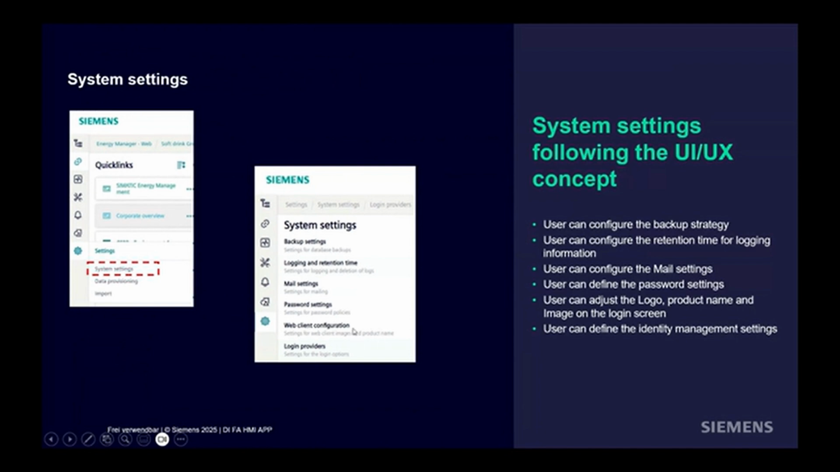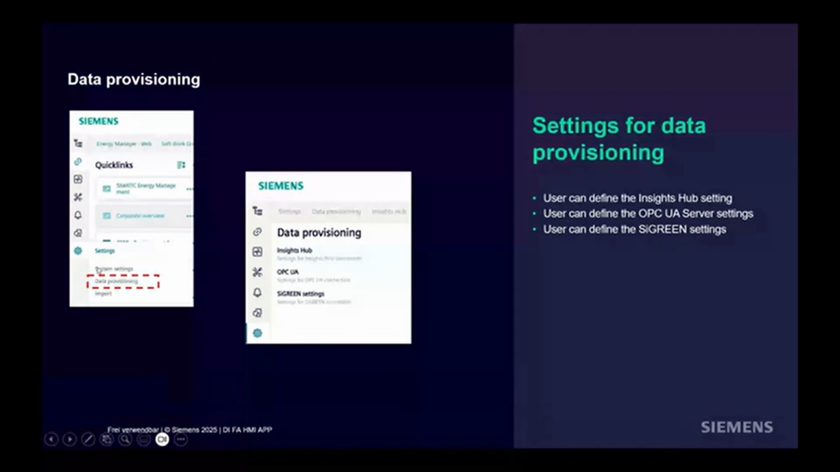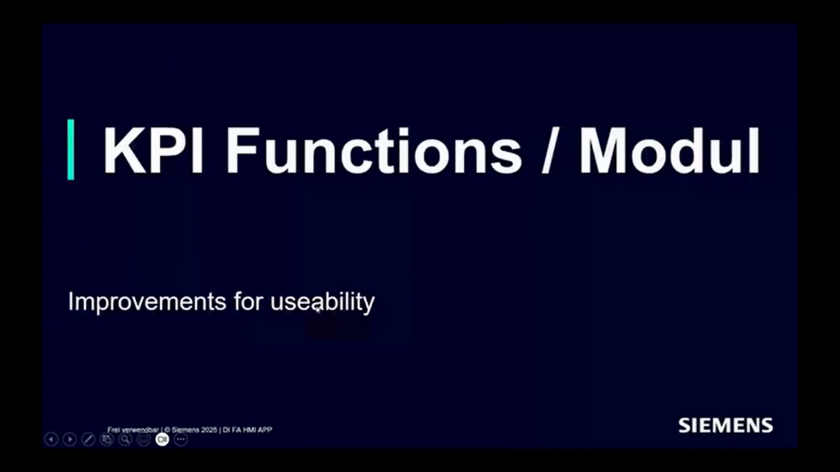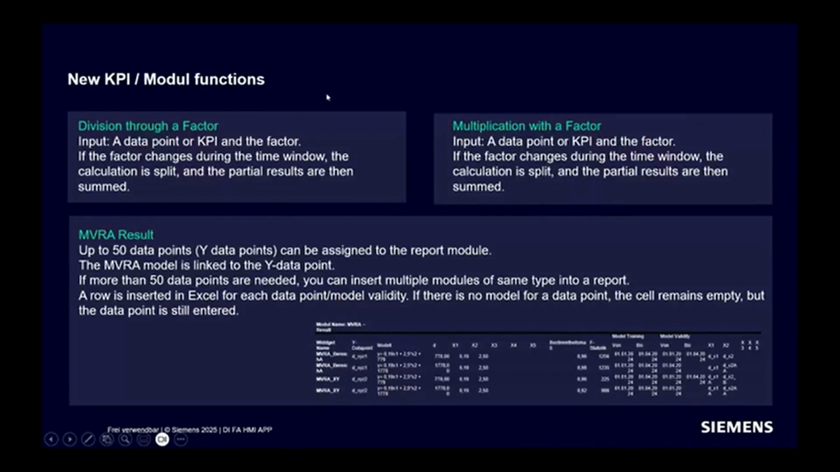New improvements to the user interface. As I told you, we created new tabs where we structure that functionality much better. So we have system settings with backup configuration and so on, similar to the old version. We now have a new data provision tab where you can provide the calculated data of our database via connection to the Cloud Insights Hub, OPC UA connection, or Sequin upload to the product carbon footprint functionality.